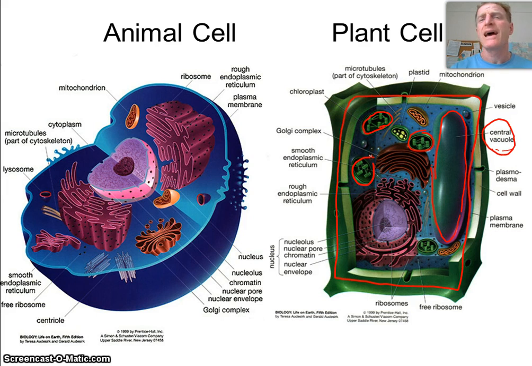Again, animal cells have to get their energy from other living things. We're consumers, not producers, so we lack those chloroplasts. One thing that animal cells do have compared to plant cells are these structures called centrioles.